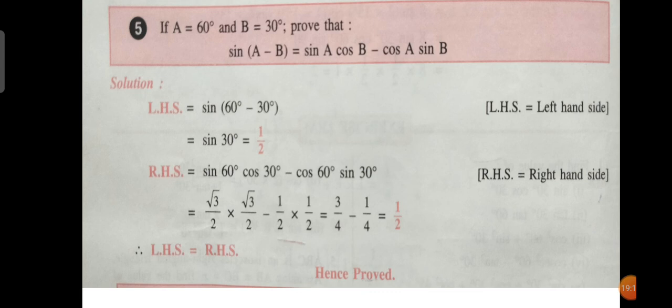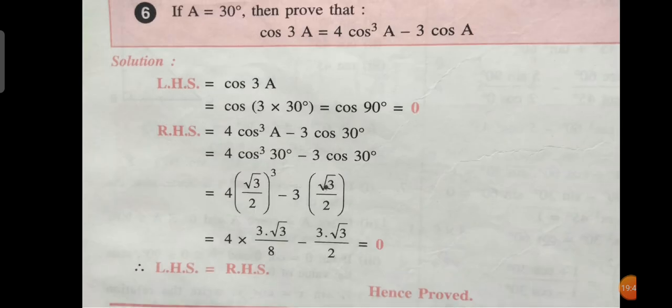This is also like that. You have to prove sin of A minus B is sin A cos B minus cos A sin B, where the angles are given. Substitute A as 60 degree, so A minus B is 60 minus 30 degree. You have to find the LHS first and then the RHS. If LHS is equal to RHS, then it is proved. Similarly, this also: cos 3A is equal to 4 cos cube A minus 3 cos A.